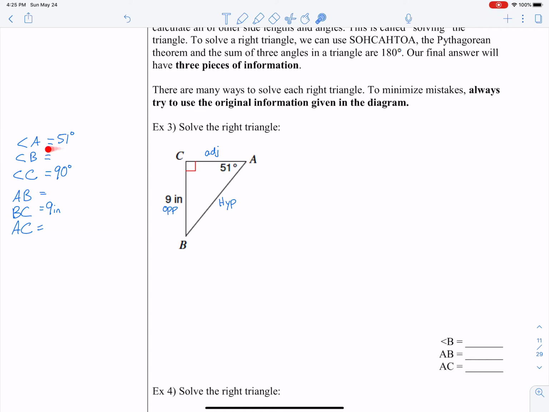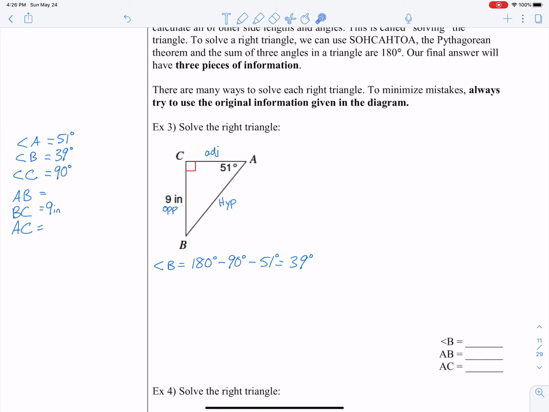So it looks like the easiest thing to start with is to solve for angle B. Whenever we have two angles that we know, we can solve the third by using subtraction. It's always going to be 180 for a triangle, so we can subtract our two angles that we know. We know one is 90 and we know the other is 51. When we do that, we get 39 degrees. So then I can write up here 39 degrees.